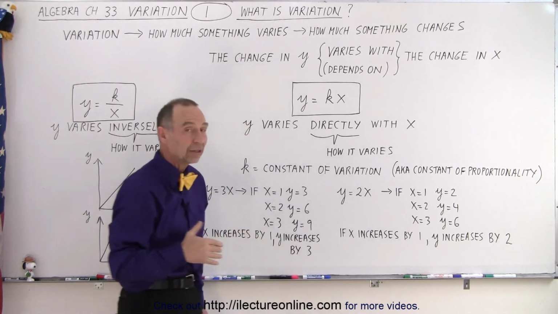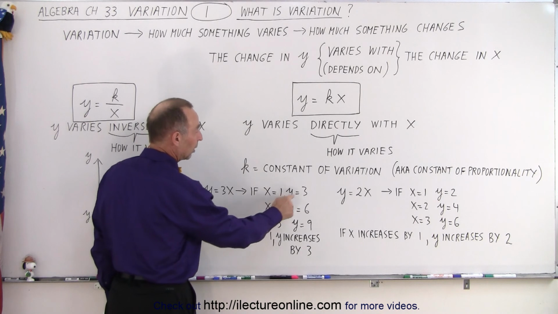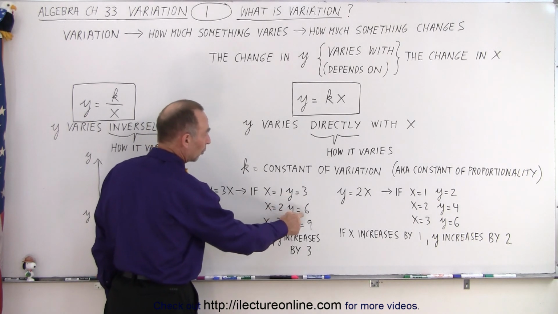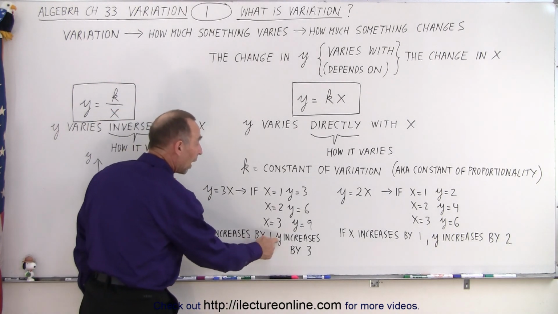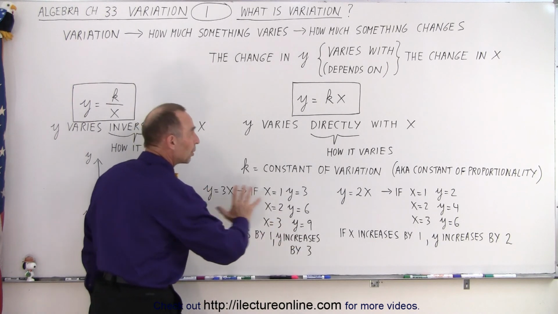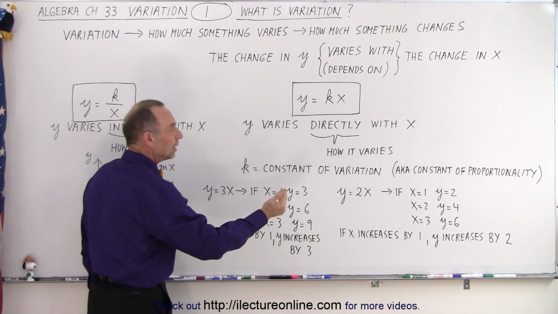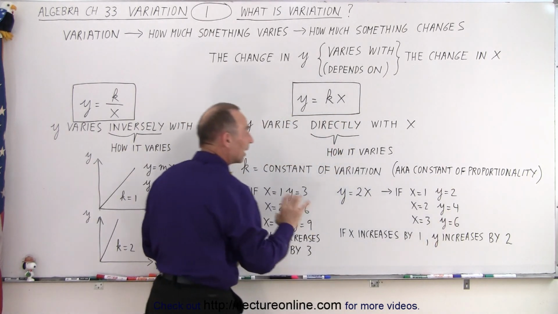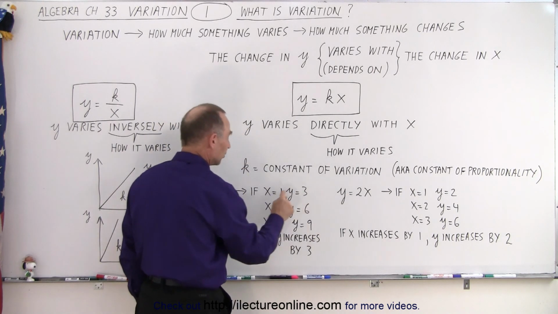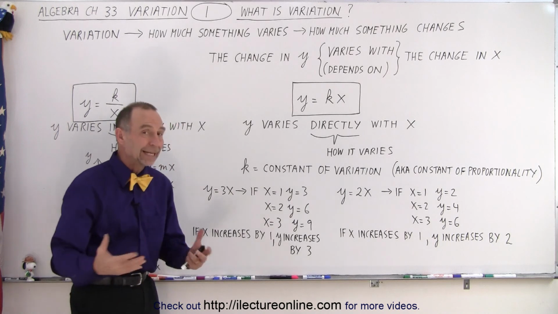Now let's say that constant is equal to 3. So here you can see that when x equals 1, y equals 3. When x equals 2, y equals 6. When x equals 3, y equals 9, which means that if x increases by 1, y will increase by 3. So these are what we call direct variation. There's a direct proportionality, a direct variation. Depending upon how x changes, y will change. And how much y will change is determined by this constant. K can be 2, k can be 3, k can be any number.